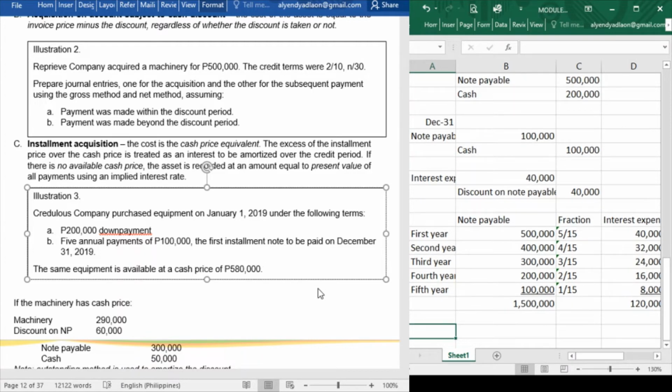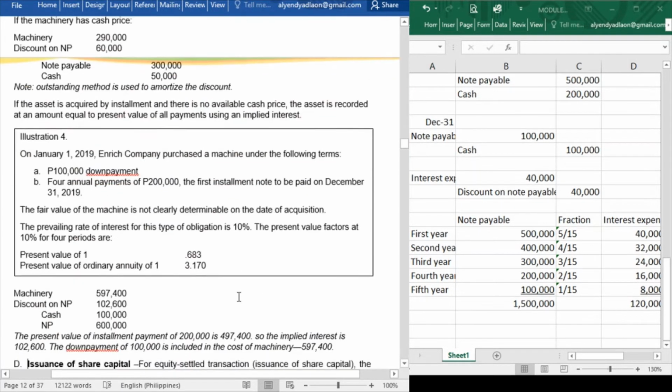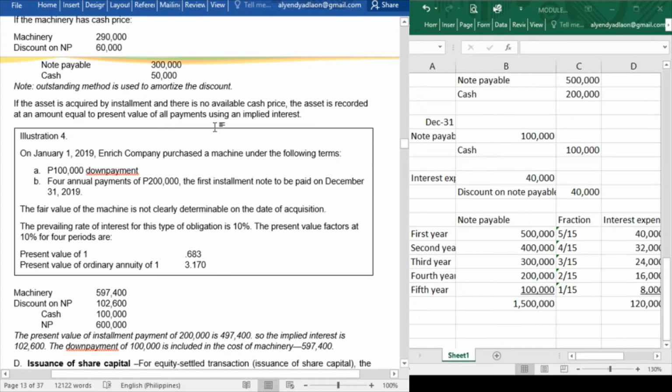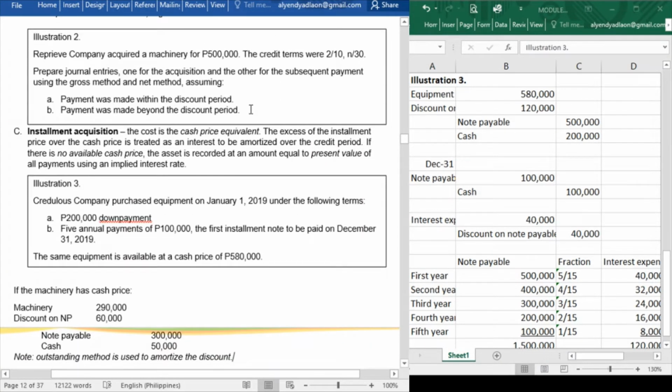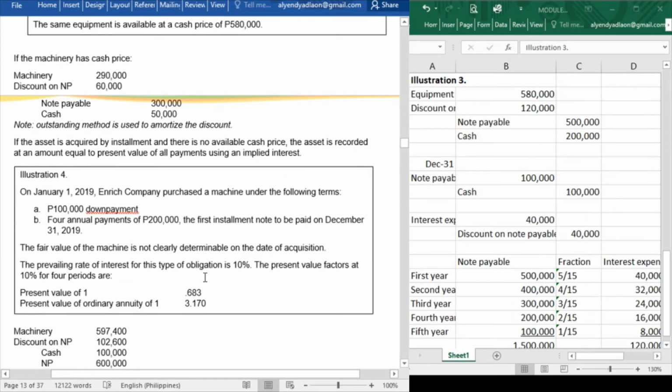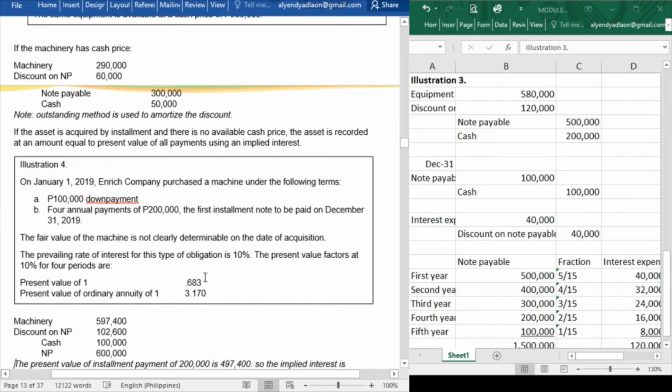Alright, now next, let's proceed. For illustration 4, this is still installment acquisition, but in this case, there is no available cash price. Class, in the previous example, we had an available cash price of 580,000 aside from the 700,000 total that we are to actually pay. Now, how about if the cash price is not given in the problem? What are we going to do?